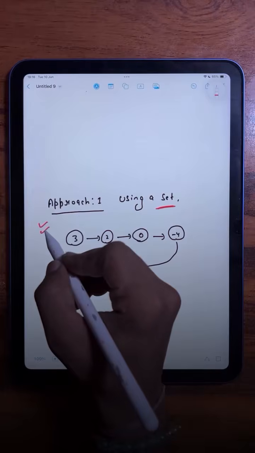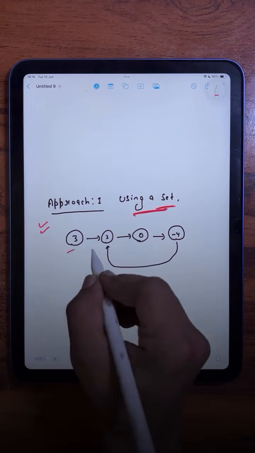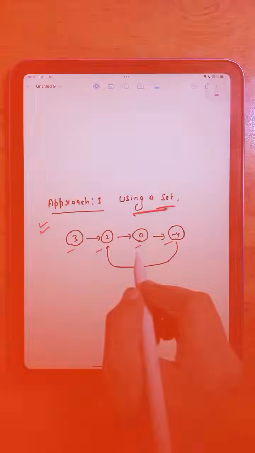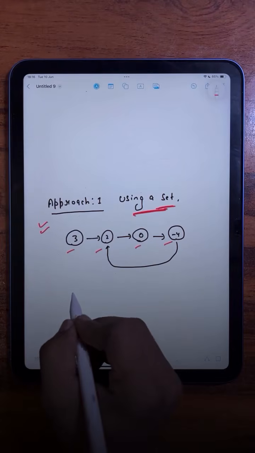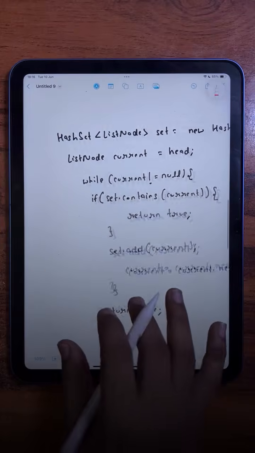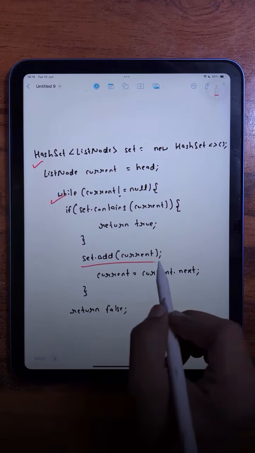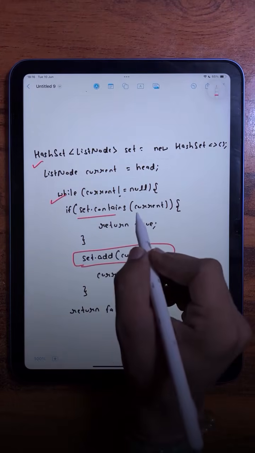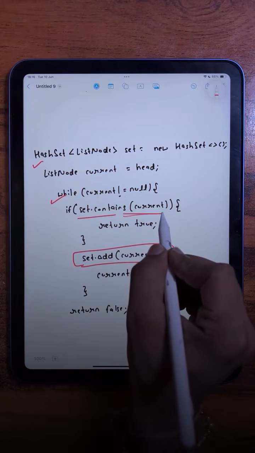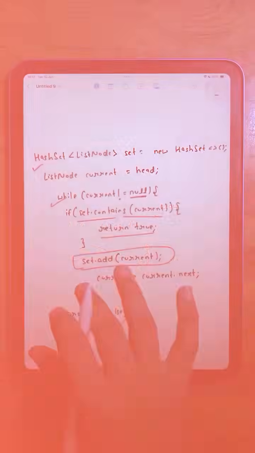So the first approach is going to be the extreme brute force approach, where we will be using a set to keep track of the visited nodes. So what we will be doing, we will be traversing the list, and while traversing we will store every node in the set, and if at any point we find a node that is already in the set, that means the list has a cycle in it. Okay, so the same thing we have done here in the code. We have a set here, we started traversing the list and we are adding all the nodes to the set, and if at any point we find a node that is already in the set, that means the list has a cycle in it, so we will simply return true. And once the loop is completed, that means there is no cycle in the list, so we will simply return false. Okay, now let's see the second approach.